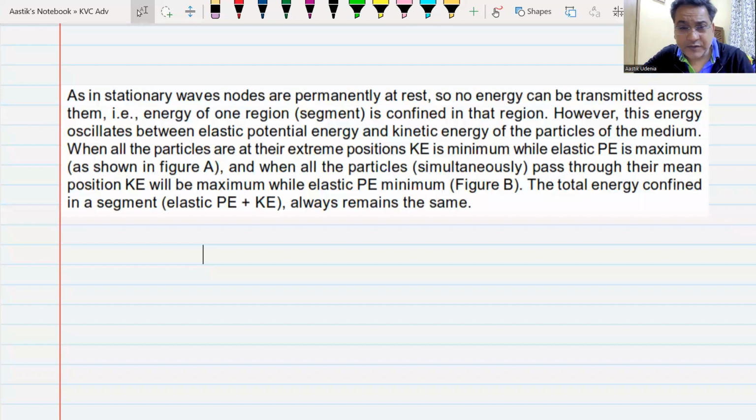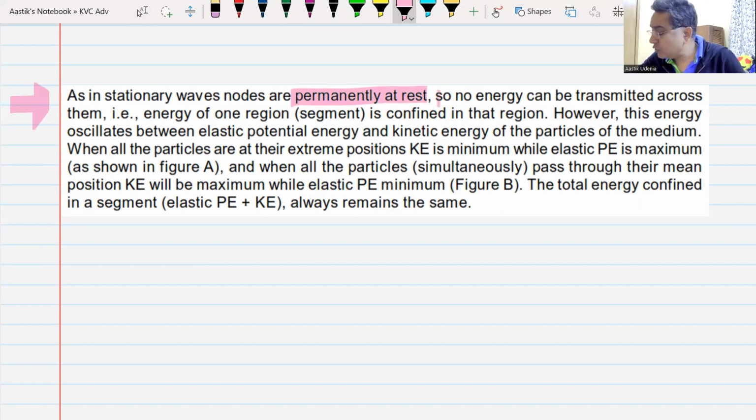Now, remember, the particles which are at nodes are permanently at rest. Do we understand this? They don't move anywhere. So no energy can be transmitted across them. That means the energy of one region is confined in that region, and therefore this wave is known as, what is the name of this wave? Standing wave. Because energy cannot be transferred. It remains between two nodes.